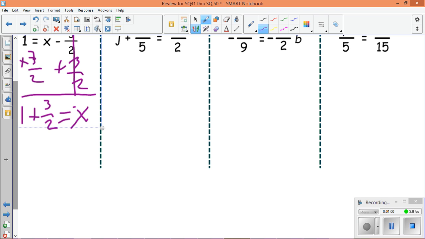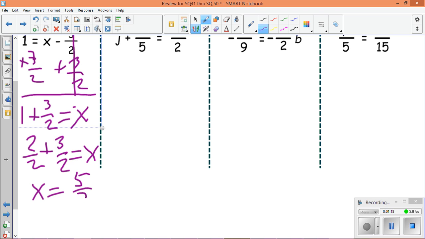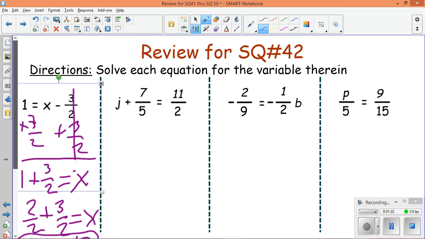So in order to add fractions, we need to have common denominators. I am going to call 1 by its other less well-known name, 2 over 2. 1 is equal to 2 over 2, so I can just say 2 over 2 plus 3 over 2 is equal to x. And so x is equal to 5 over 2. I'm done. I'm going to go on to the next one.